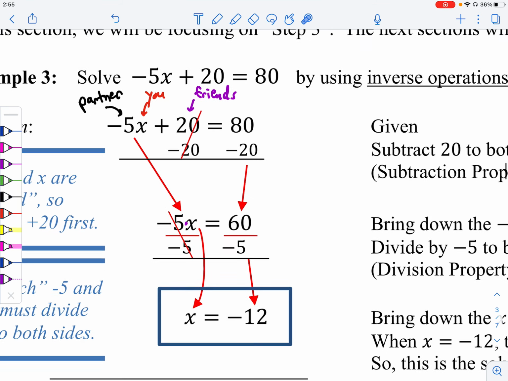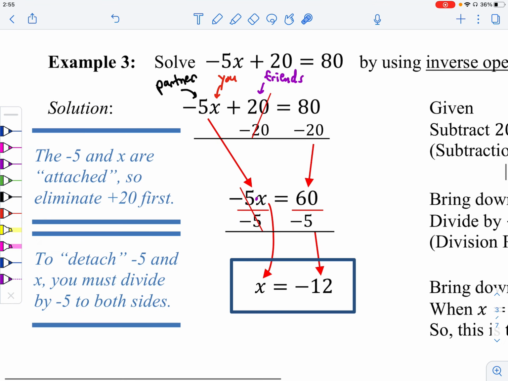In order to get rid of your partner, let's say you want to be alone, you have to detach. In order to detach from an x, you have to divide it. So divide by -5 because it's the opposite of times, like -5 times x. So we have to divide to get rid of it because that's the inverse operation, the opposite.